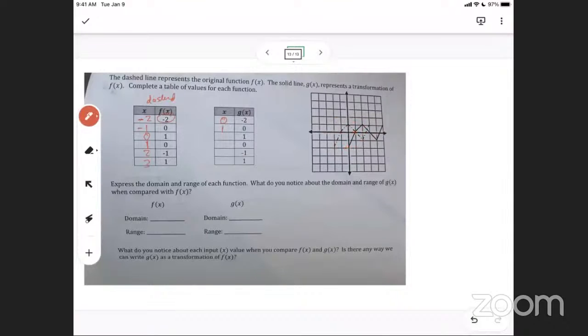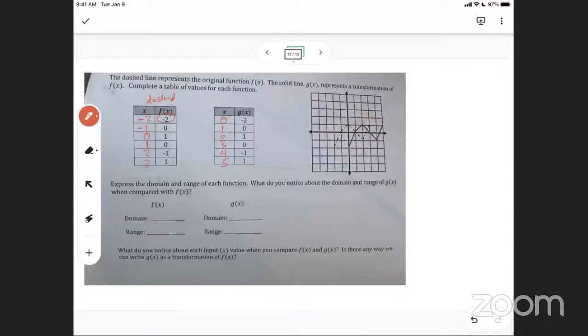And then it's 2, 1. So they're just going up by 1 every time. 2, 1 is there. And then it's 3, 0, 4, -1, and 5, 1. Okay, now they said express the domain and range of each function.